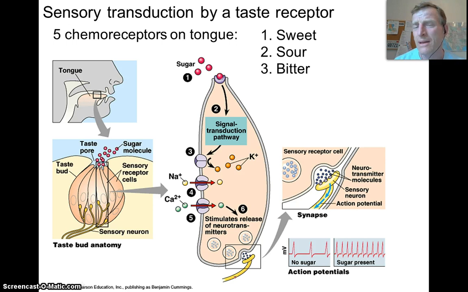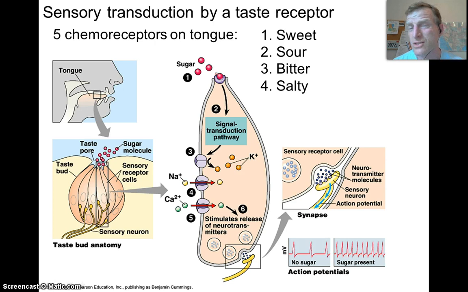The third one, bitter. Many things that have a high pH taste bitter. So we have chemoreceptors that can sense bitter. Many things that are bitter are either alkaline or poisonous. Many plant poisons are bitter tasting, so we can sense those.